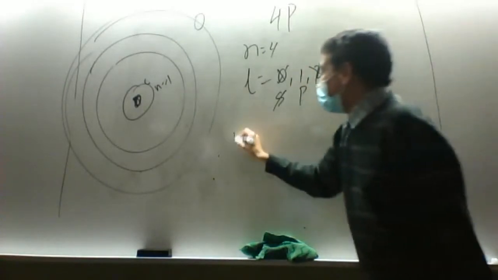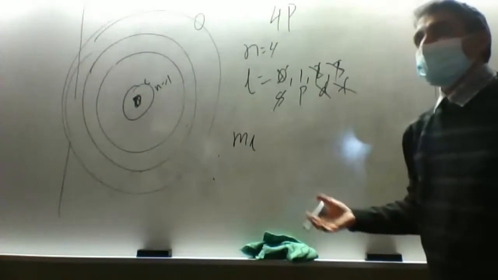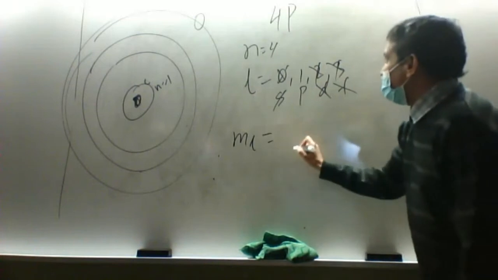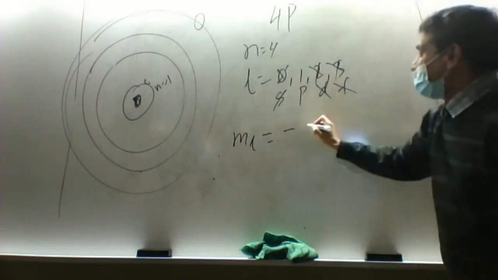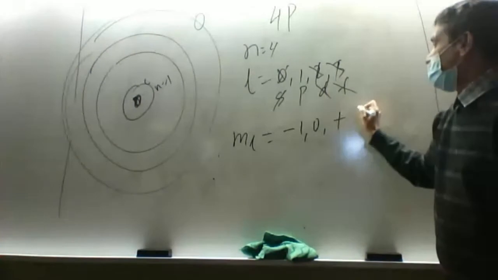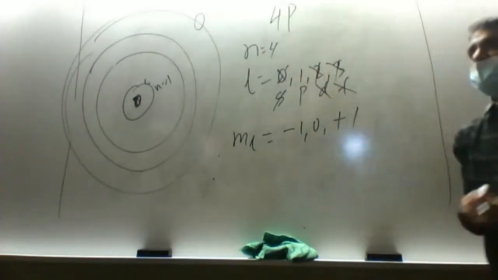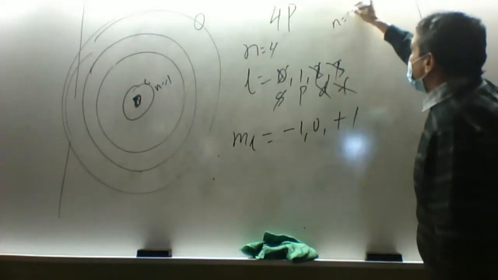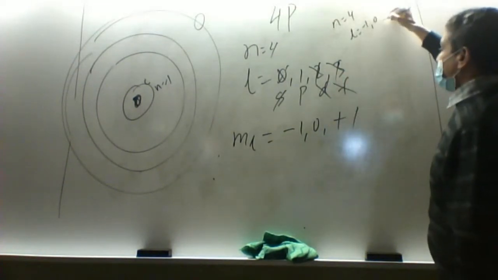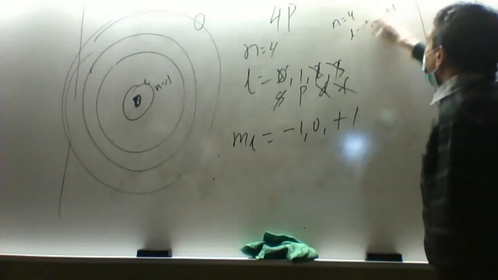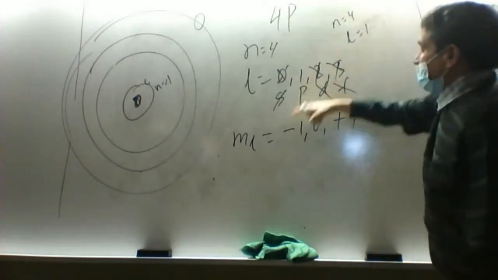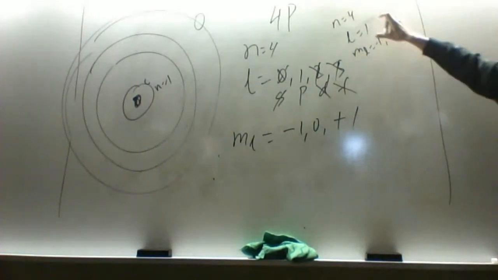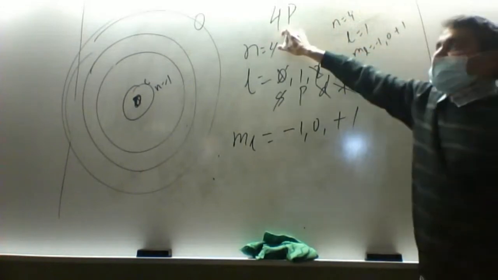Now I'm going to write the ML value. So what is the rule for cutting this L? From minus that number to plus that number, right? So I'm going to write like this. L is 1, then ML is -1, 0, and +1. So those are all the possible quantum numbers for the 4p. So I could write N equals 4, L equals... sorry, this is not L. So L equals 1 and ML equals -1, 0, and +1. Like this. So that's the address of this 4p electron.